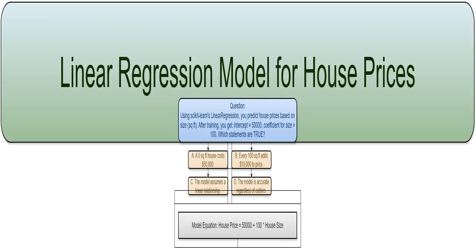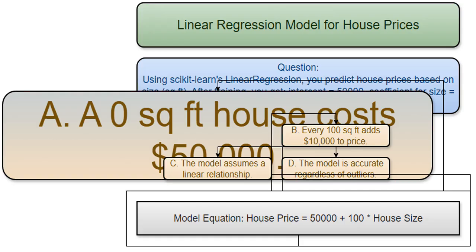This is the title summarizing the topic we're exploring: using a linear regression model to predict house prices. It's a common application of this powerful statistical tool. Let's see. The model predicts a house price using the formula: house price equals 50,000 plus 100 asterisk house size, in square feet. If the house size is 0, then the predicted price is $50,000. This is the y-intercept of our model. That's what we'd get if we plugged in 0 for house size.